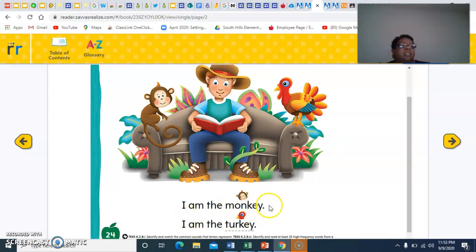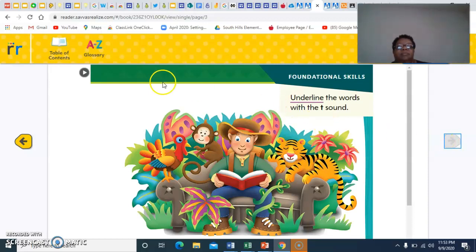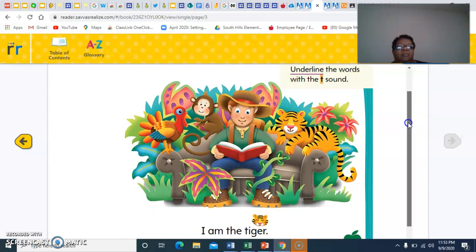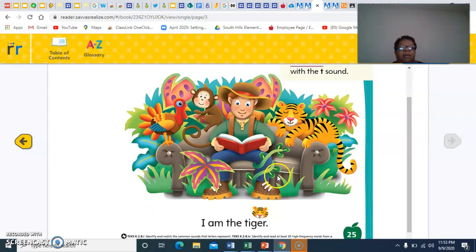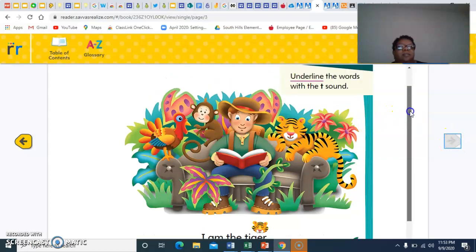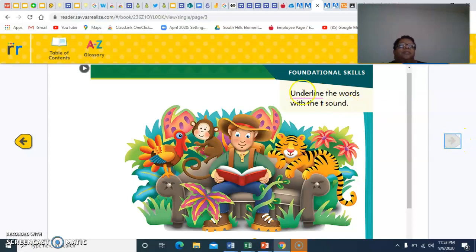And then after she reads it, you can practice reading it. Or you can wait till the video's over and then you can open your workbook and see if you can read it by yourself. If you need help, ask for help, and then try again and try to read it by yourself. I am the tiger. Underline the words with the T sound. Okay. So at the bottom you have I am the tiger. Okay, so that was a short book. It's just to help you to practice the words for this week.